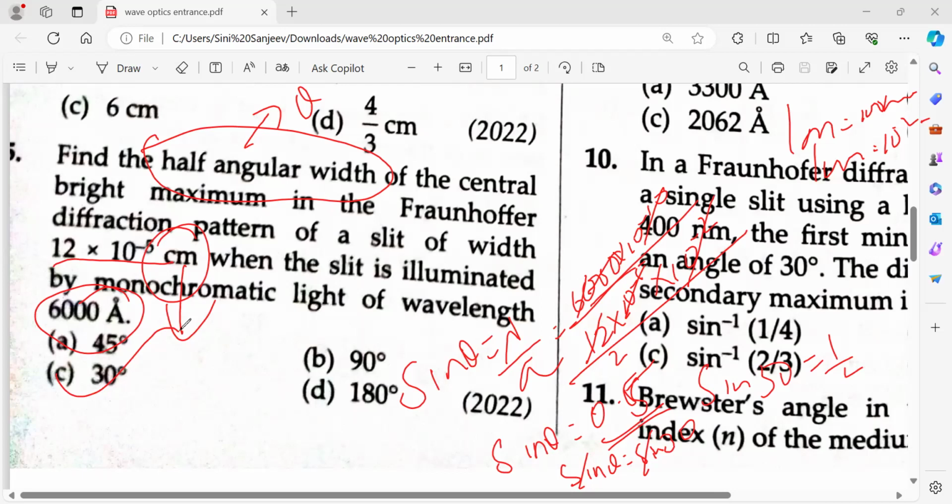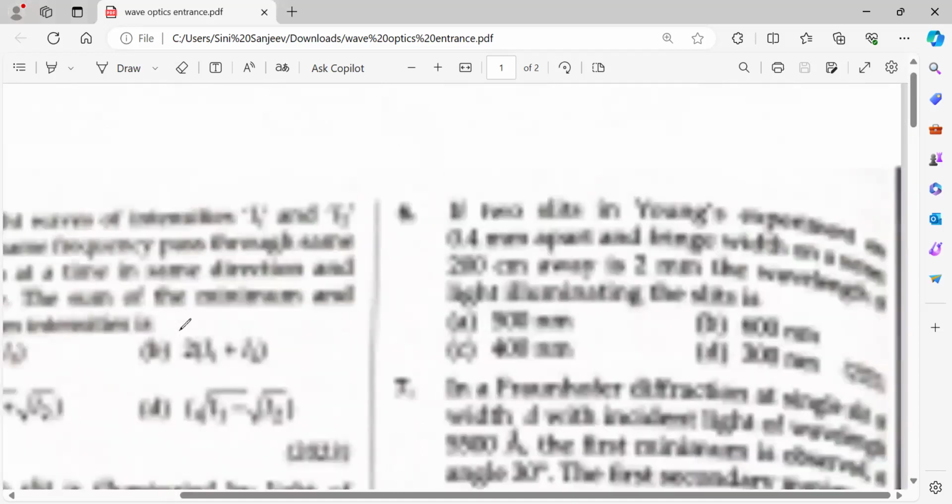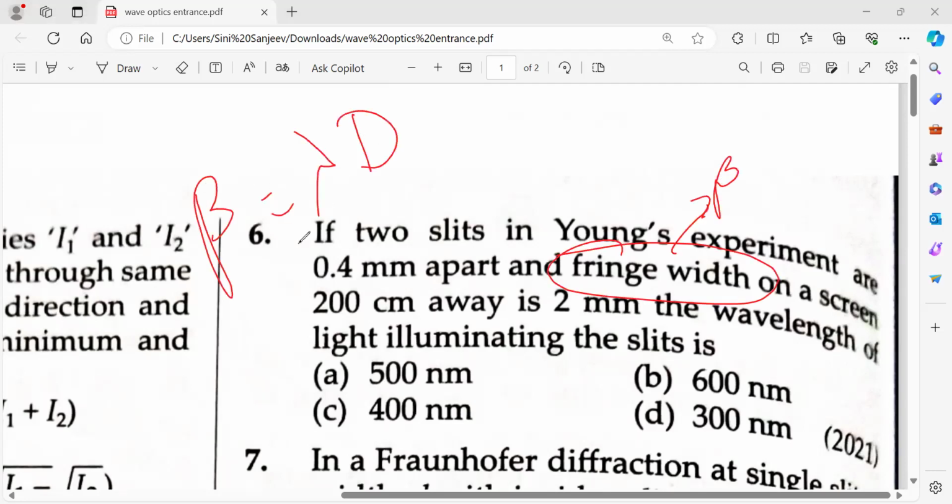Okay. So with this, let me go to the next question. If the two slits in the Young's experiment are 0.4 millimeter apart and fringe width on the screen 200 centimeter away is 2 millimeter, the wavelength of the light illuminating the slit is how much? This is a traditional thing. I think you know what is fringe width. Beta is equal to lambda D by d. This you already know better than me.